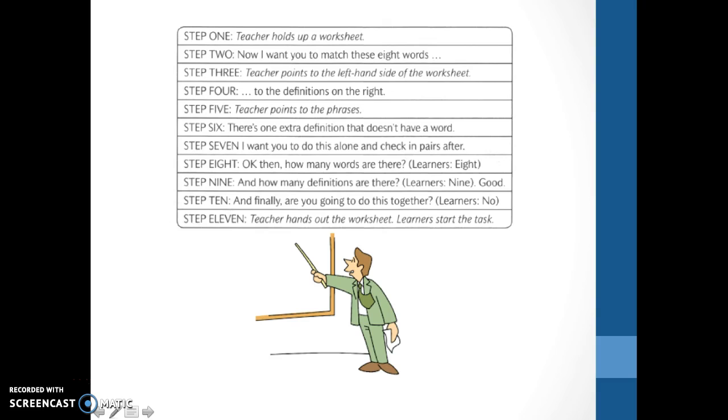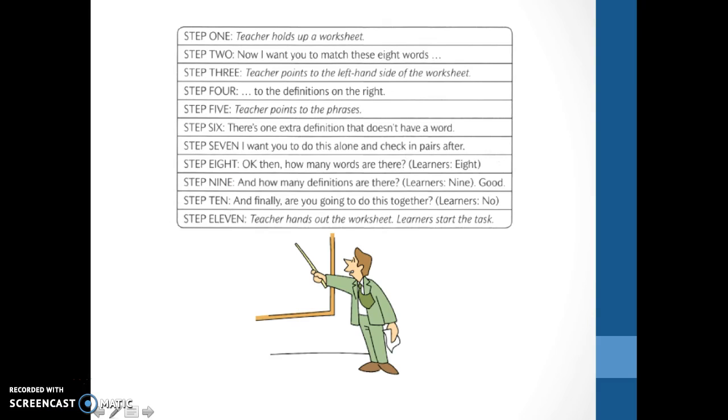Well, as you can see, it is important not only to give students instructions, but also to check instructions. If you take a look at the steps, for instance, from step 1 through step 7, the teacher is giving instructions. And from step 8 through step 10, the teacher is checking instructions.